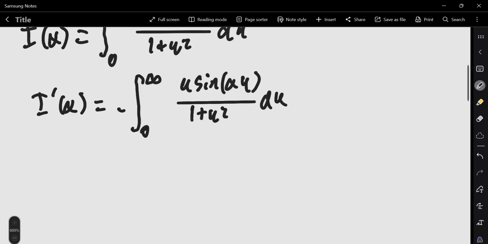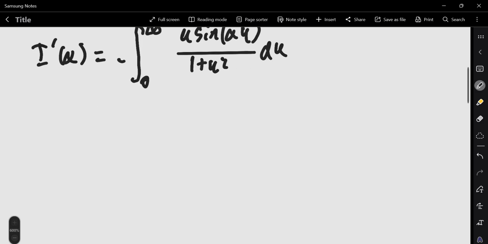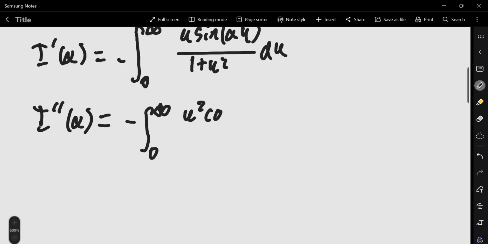So there's some annoyances in notation. A real mathematician, someone at university reading this, would be screaming at me. It doesn't really matter. I double prime of alpha. I wrote t. What's funny though is I wrote t in here, and then I wrote alpha in here. Yeah. But u squared cos of alpha u. I'm sticking with alpha over u squared plus 1 du.